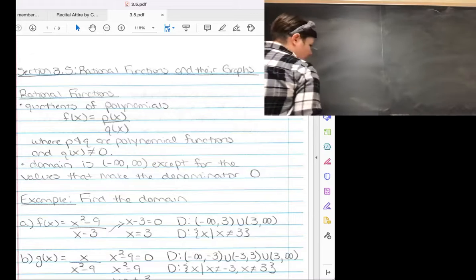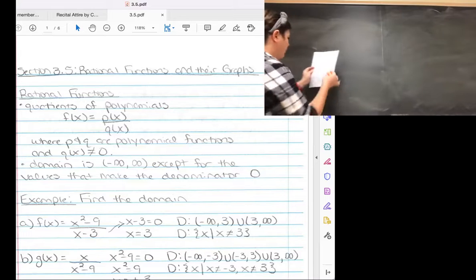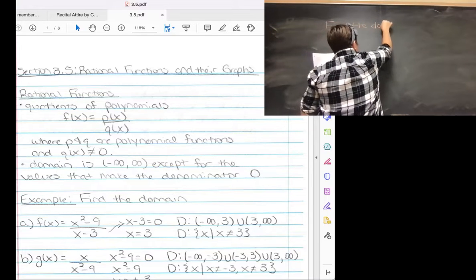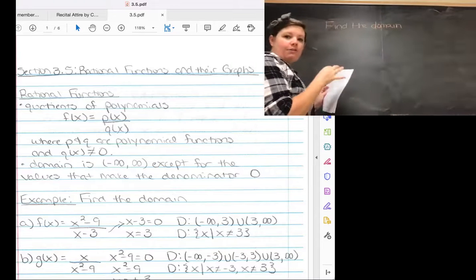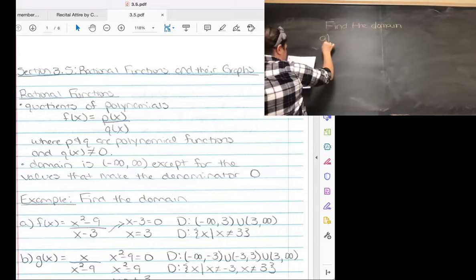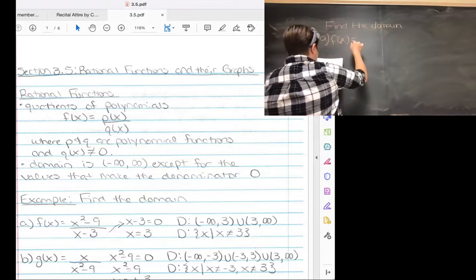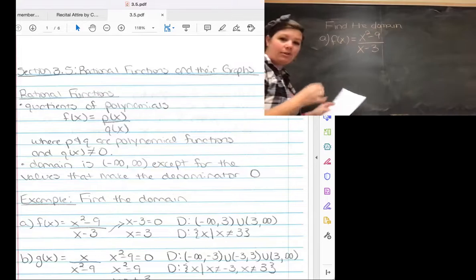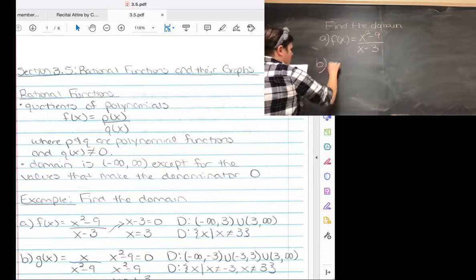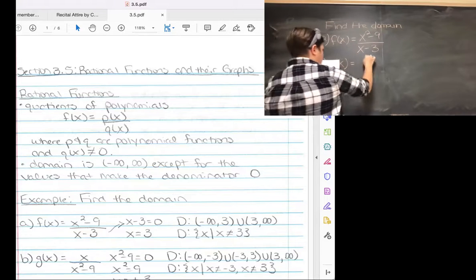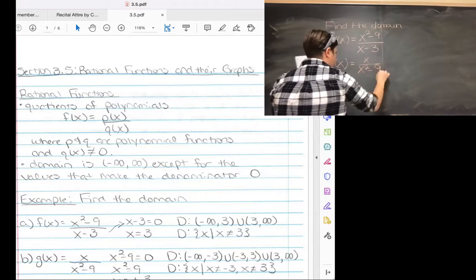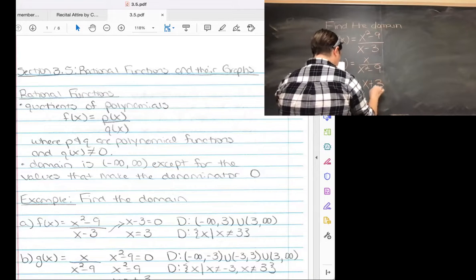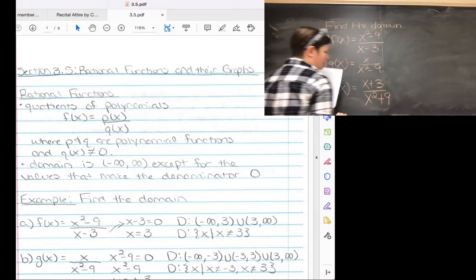We're going to start simply by finding the domain of our functions. Remember, domain is all of the x values that you can put into a function to get out a solution. A: f of x equals x squared minus 9 over x minus 3. I'm going to go ahead and write out all three of the ones we're going to do, and then we'll just do them back to back. B: g of x equals x over x squared minus 9, and C is h of x, which equals x plus 3 over x squared plus 9.